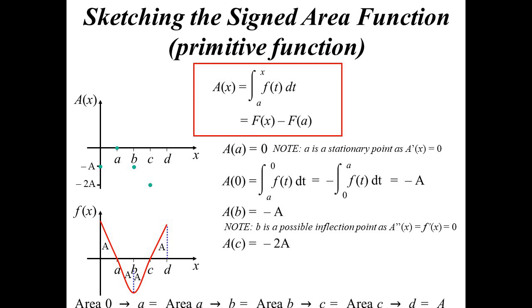Let's have a look at C. So going from A to C, we've got 2 below, which is minus 2A. Plot that. Right. That also means C is a stationary point, because look, on the derivative graph, it's equal to 0. Area D will end up being negative A, because if we go from A to D, we've got minus 2A below, we've got A above, put them together, you get negative A.